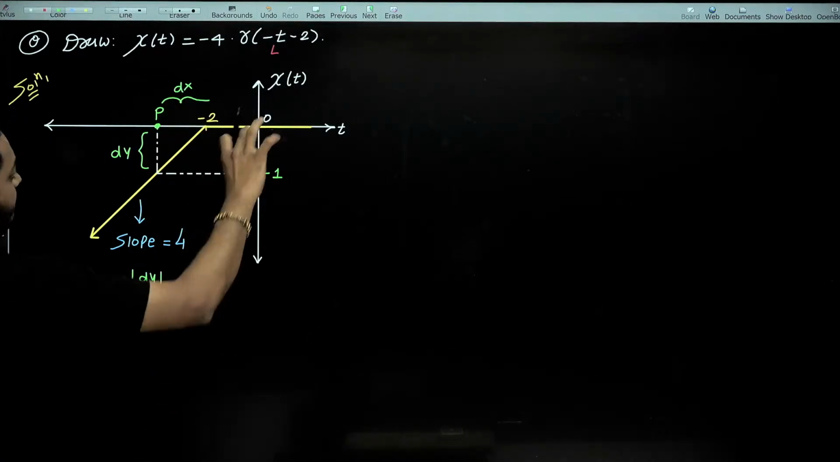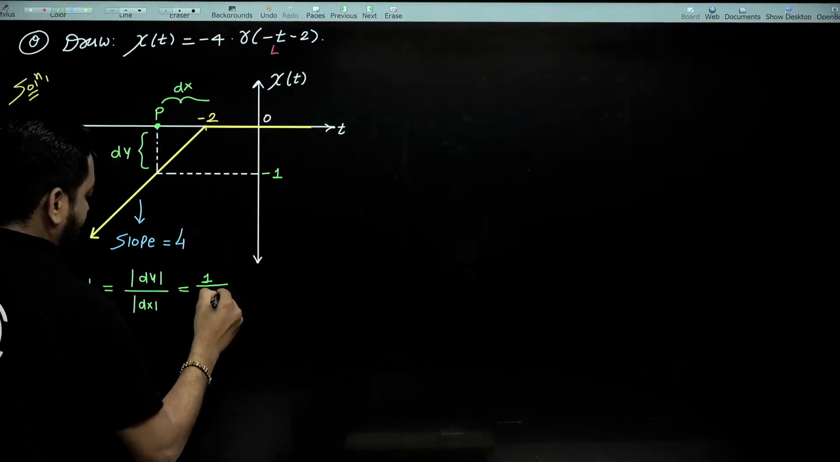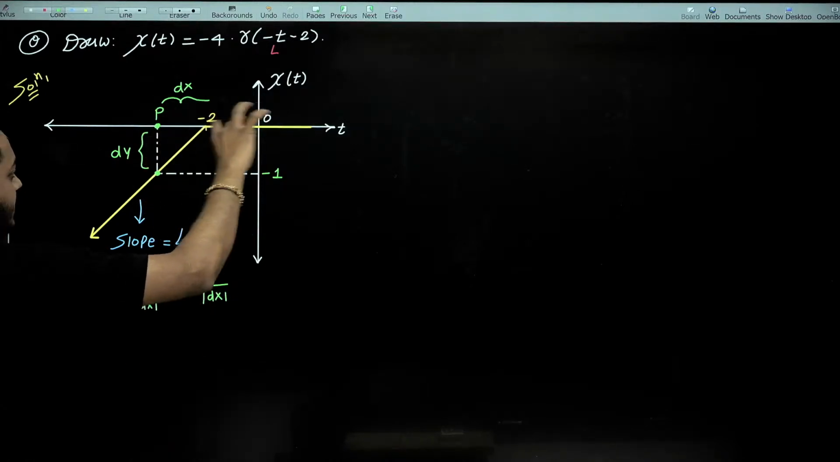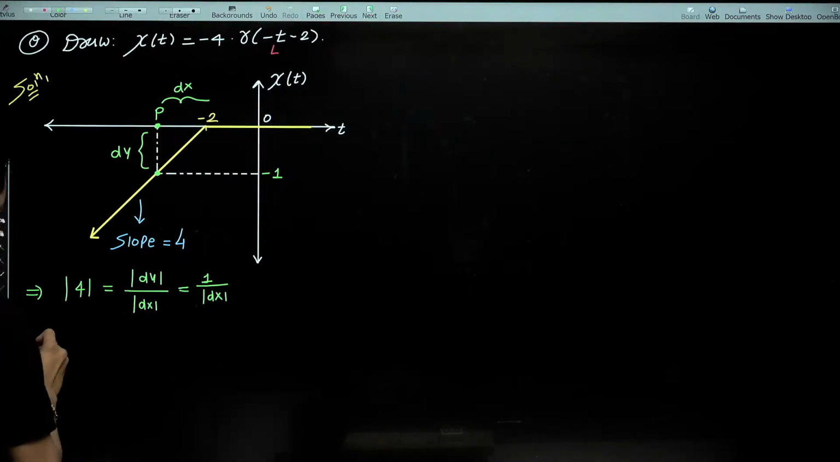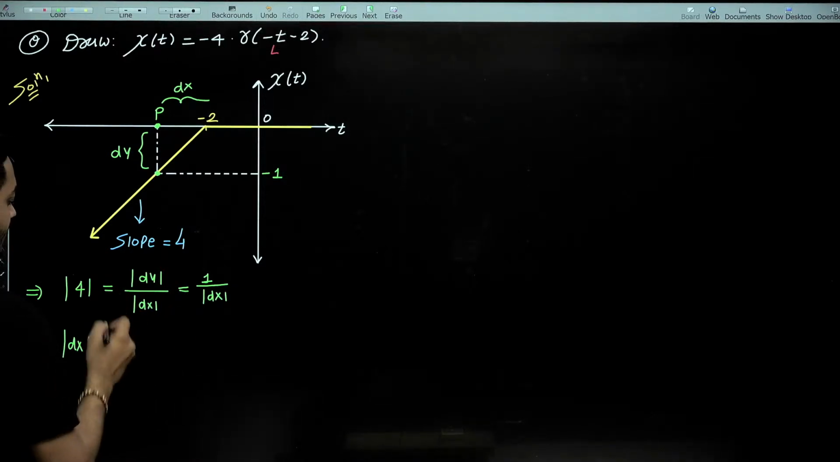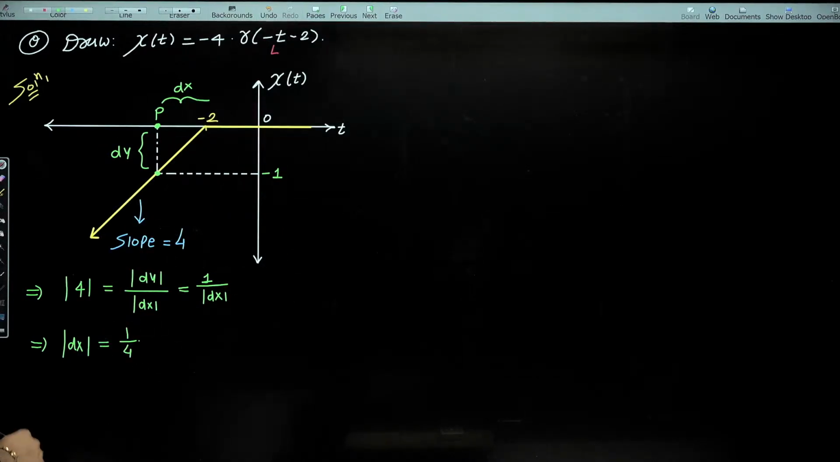What is the value of dy? So dy is 1 and dx we need to find, guys. Correct? You can see, dy here is 1. Only magnitude you have to take. So here mod dx is what? 1/4, guys. Mod dx is 1/4. Are you getting? So dy is 1 and mod dx is 1/4.